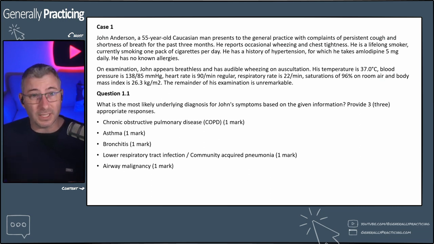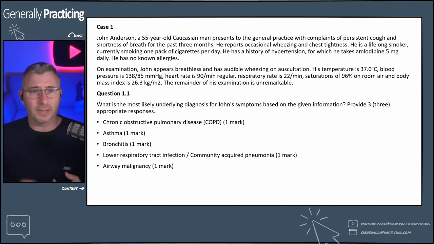Of course, this could be asthma, not impossible, or a bronchitis picture, so inflammatory changes leading to narrowing of the airways, producing that wheeze. There could also be a lower respiratory tract infection or a community-acquired pneumonia. The time frame is a little bit off, but remember, we can see changes in the chest from pneumonia for 6 to 8 weeks after initial infection as well.